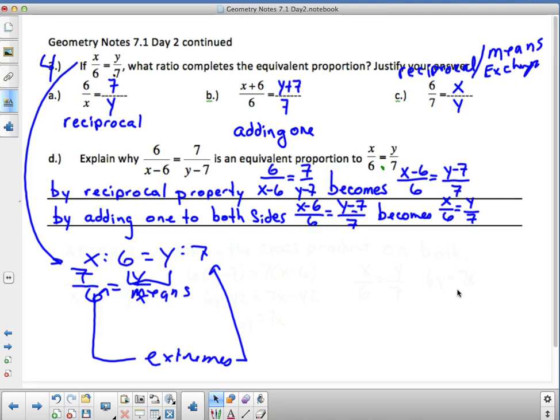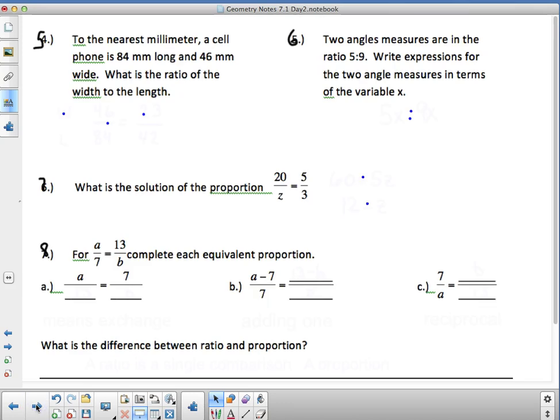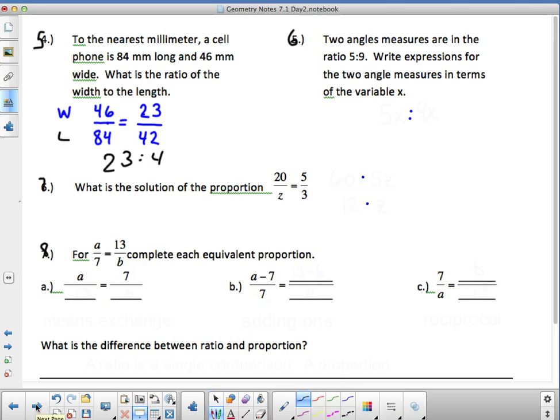So here's the deal. We're looking at these, and we're asked to the nearest millimeter. A cell phone is 84 millimeters long and 46 millimeters wide. What's the ratio of the width to length? Width has to be first because they told me it does. That's why the width is first and the length is on the bottom. I have to reduce that. And whether you put it in as a fraction or as a ratio that looks like that, I'm fine with. I don't care either way, but it has to be reduced.